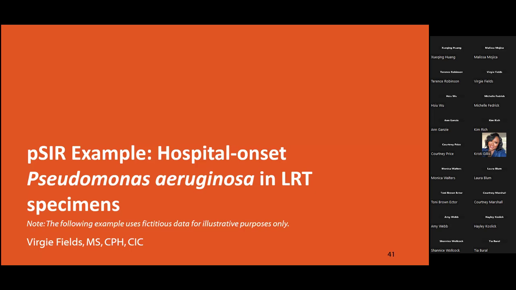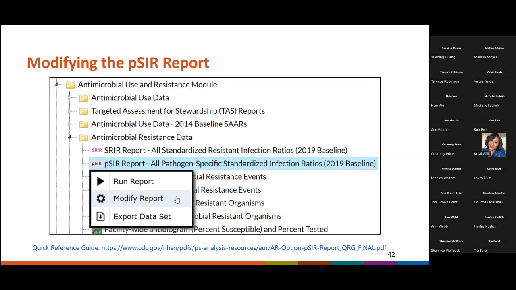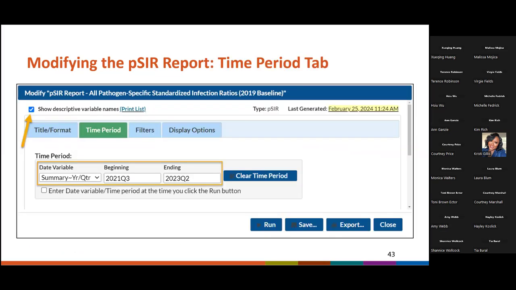Let's walk through an example pSIR report now. We will specifically look at the pSIR for hospital onset Pseudomonas aeruginosa and lower respiratory tract specimens. Please note that the following example uses fictitious data for illustrative purposes only. So first, we'll click the pSIR report and select Modify Report to bring up the modification screen. On the modification screen, we select the time period tab.